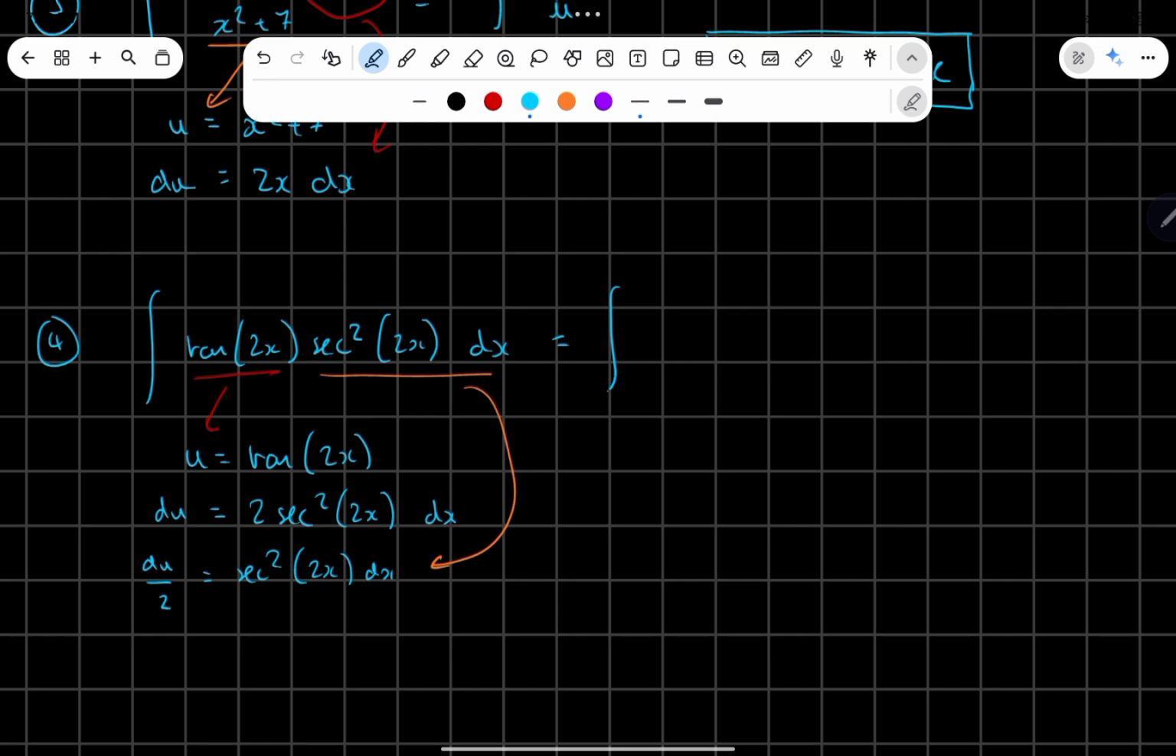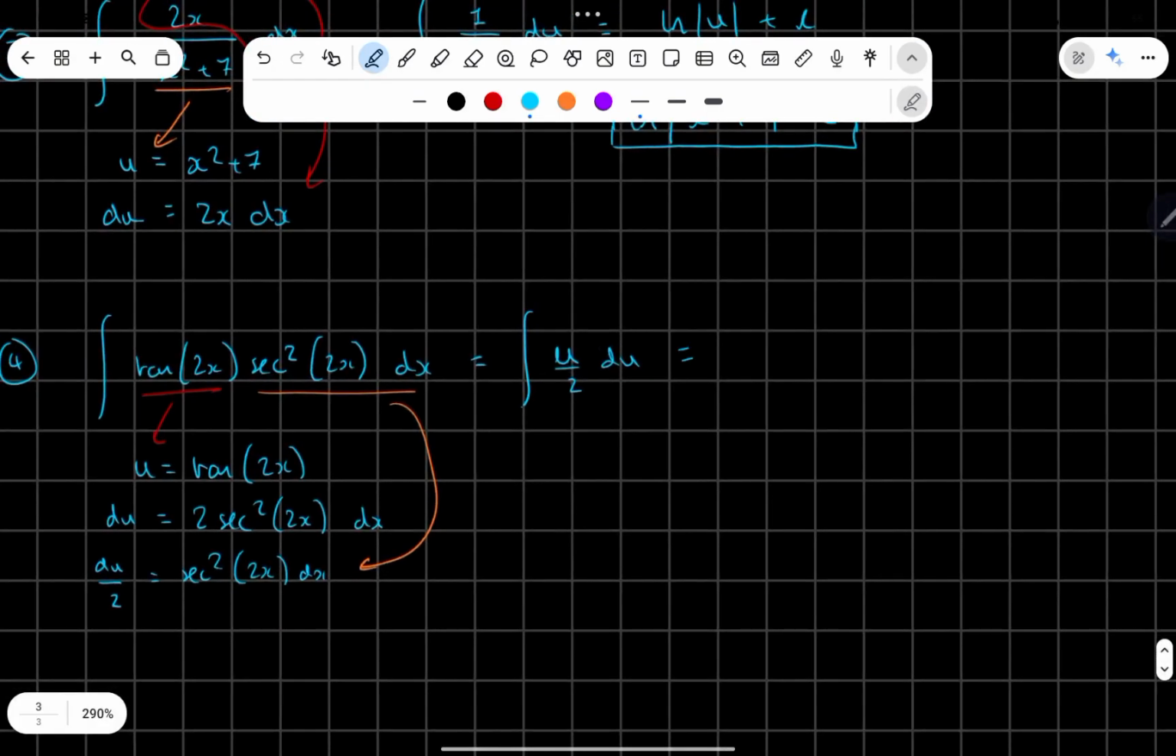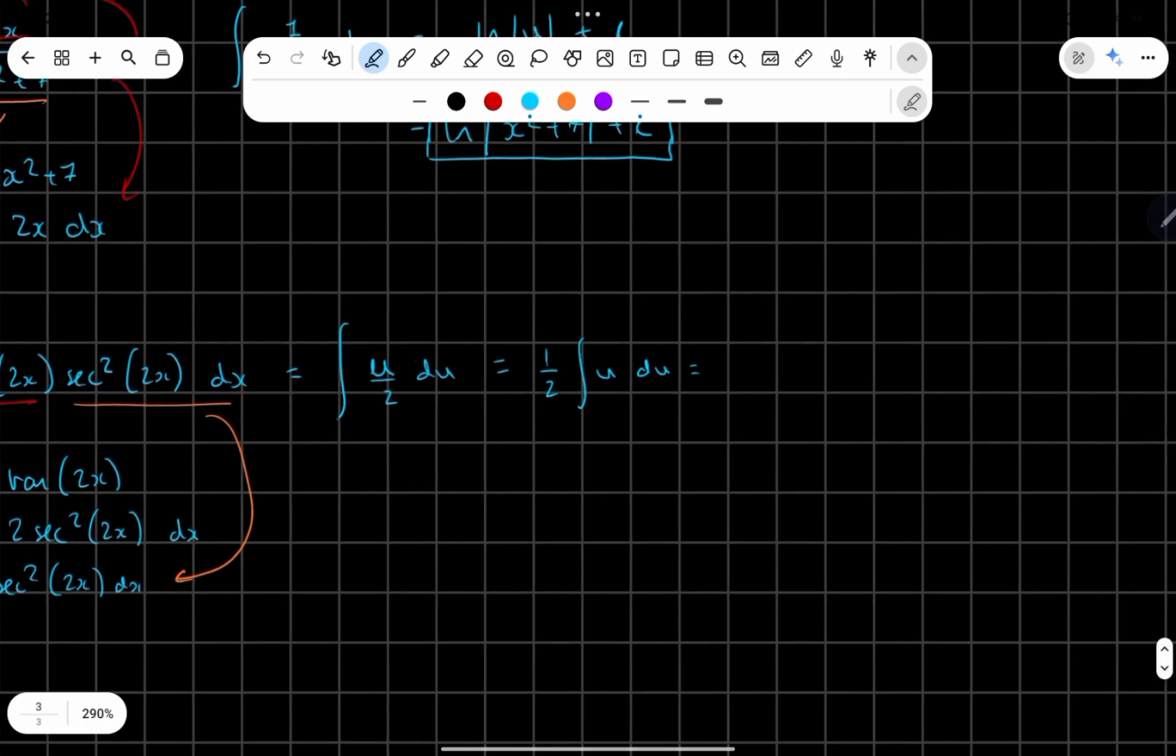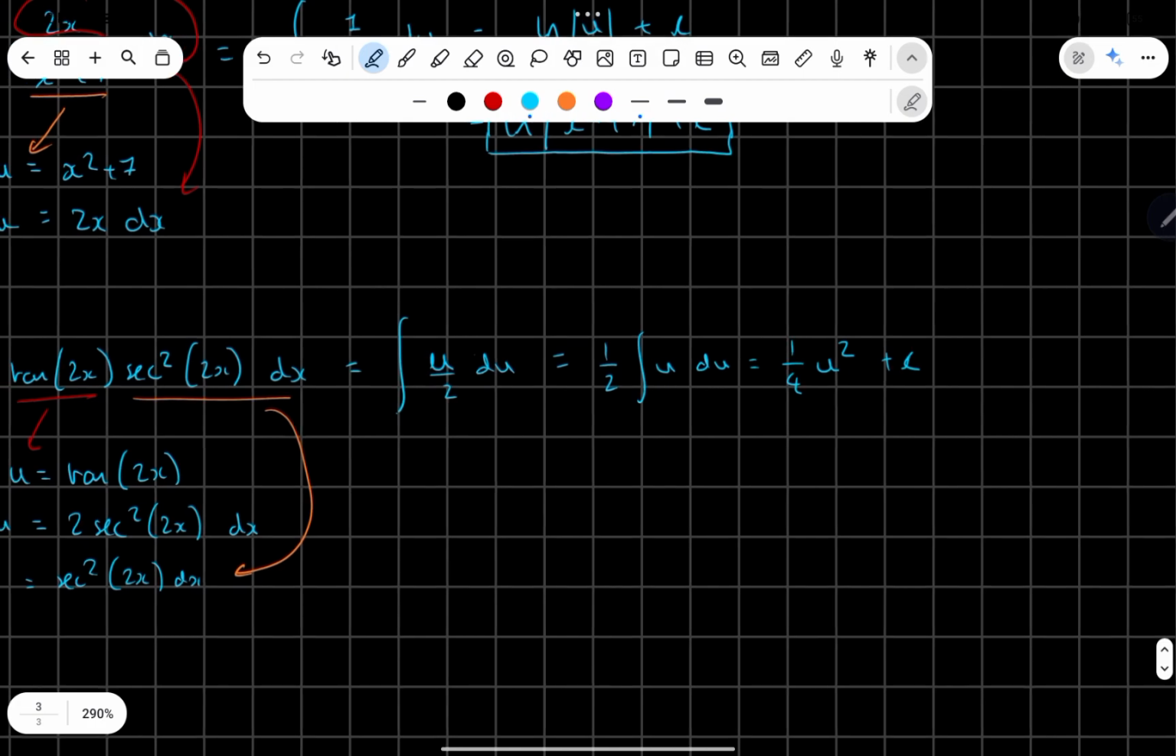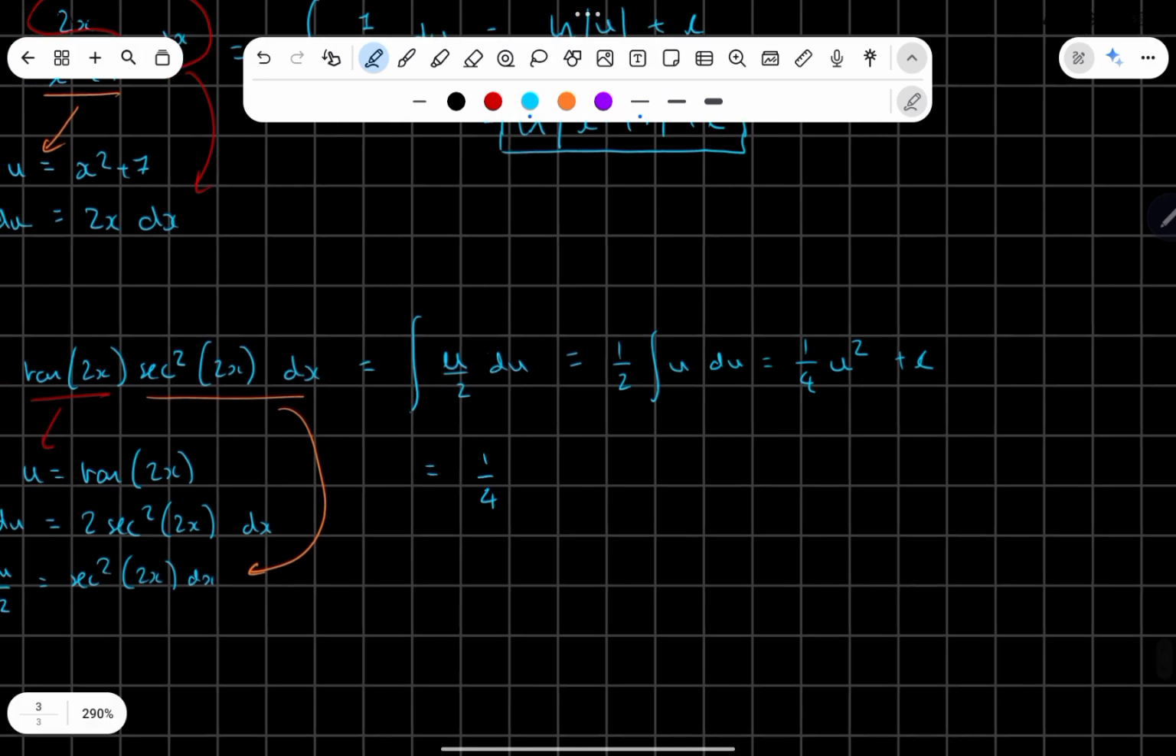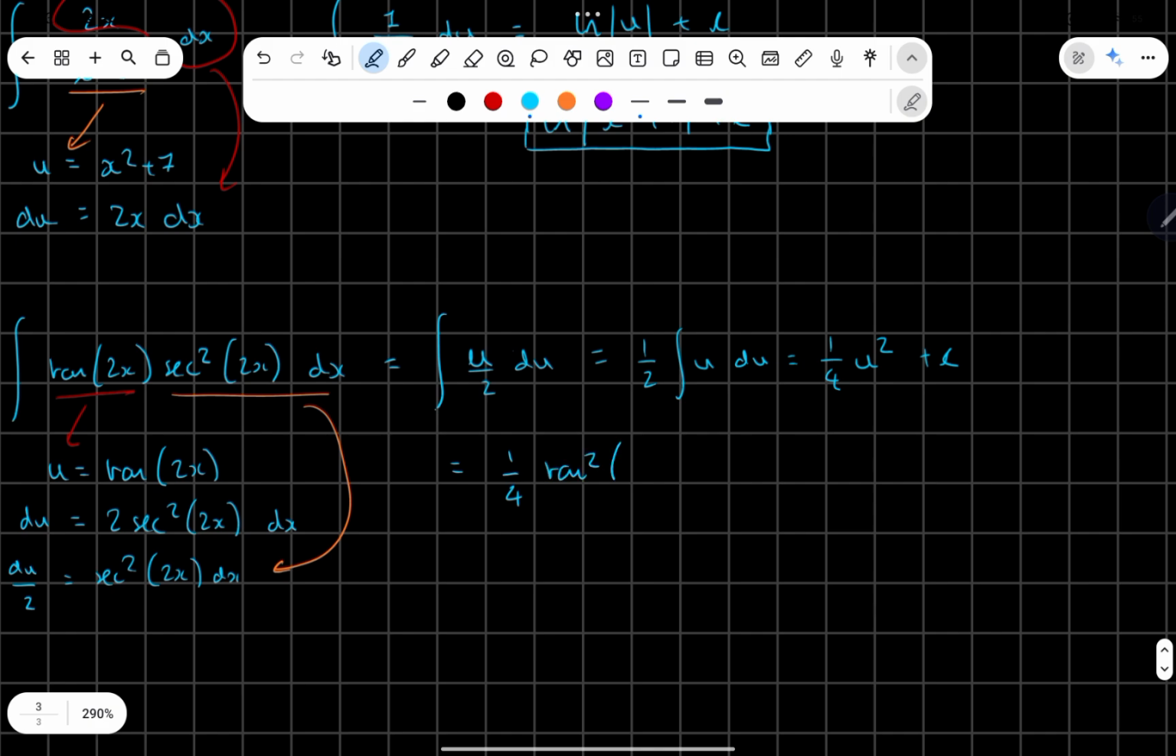That's just the same as that. Now, let's combine these pieces together. We have u here, and we're multiplying it simply by du over 2. So over 2 du. Now, I can pull out the half, integral u du, and this together is the same as 1 over 4 u squared plus c. And now we substitute the u back in, so we get 1 over 4 tan squared 2x plus c.